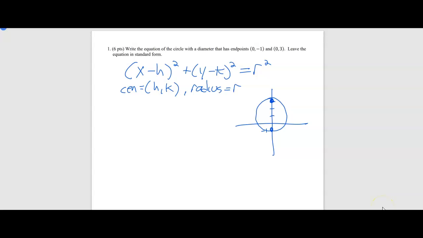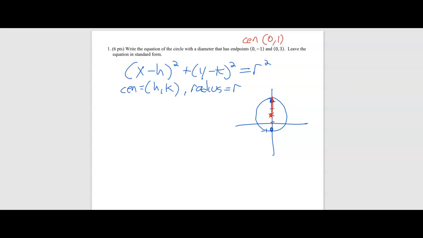Anyway, we need to find the center and the radius. The center is right in the middle of the two points of the diameter, and the radius is the distance from that center to one of the endpoints. These points are pretty easy to look at and tell the center, the midpoint, right in the middle, because between 0 and 0 is 0, and between -1 and +3 is +1. So we can just look at this one.